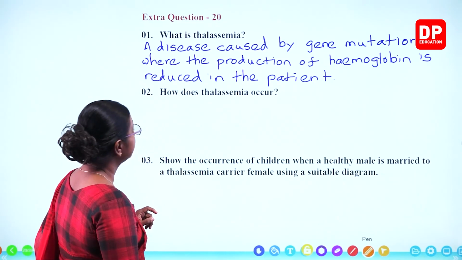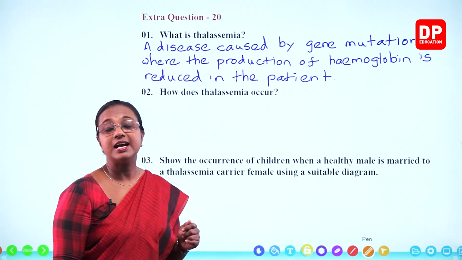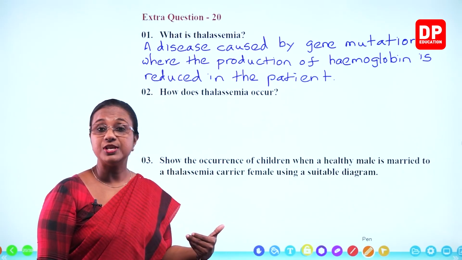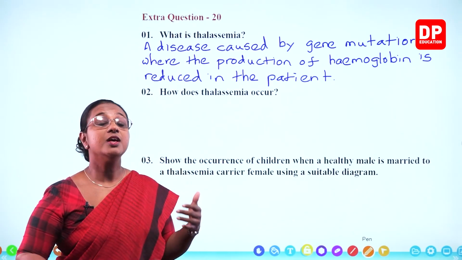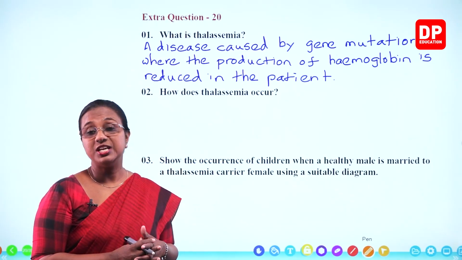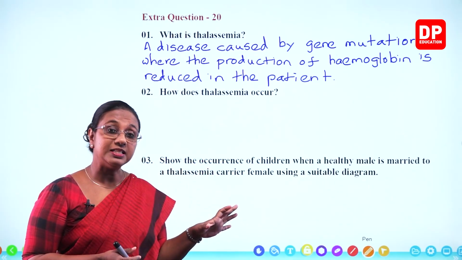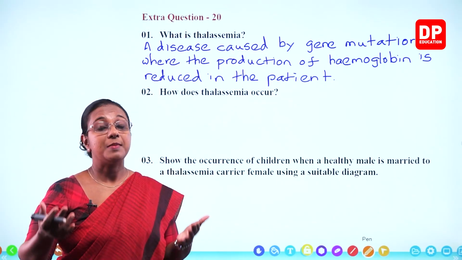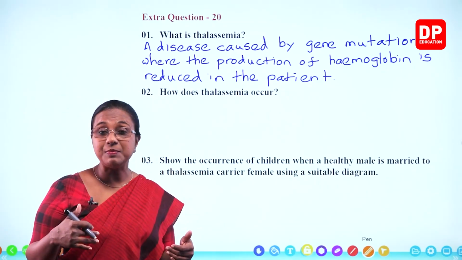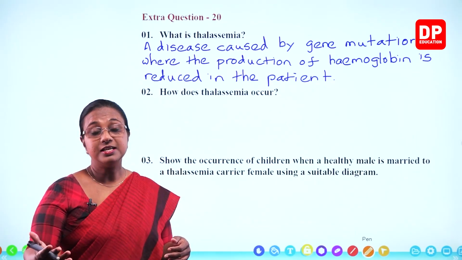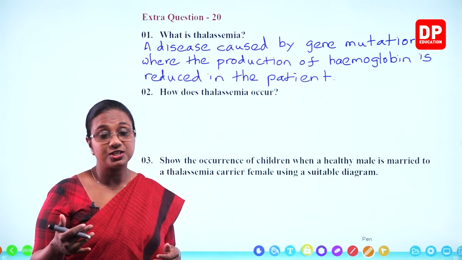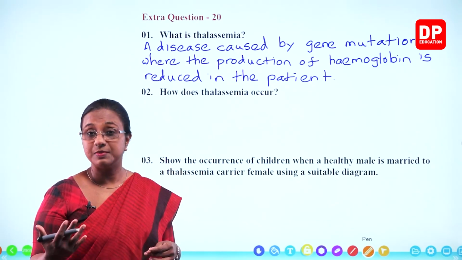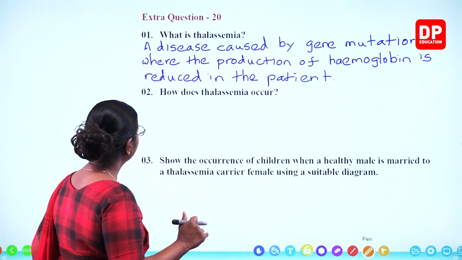Then how does thalassemia occur? Again, it's there in the first answer also. Thalassemia is caused by a homozygous recessive genes. Those are the result of gene mutation. The capital T, that is the dominant gene, is responsible for the production of hemoglobin. But the mutated gene, that is the simple T, is the condition where the hemoglobin production becomes less. So that simple T, recessive gene, is a mutated gene. That is what you have to remember.